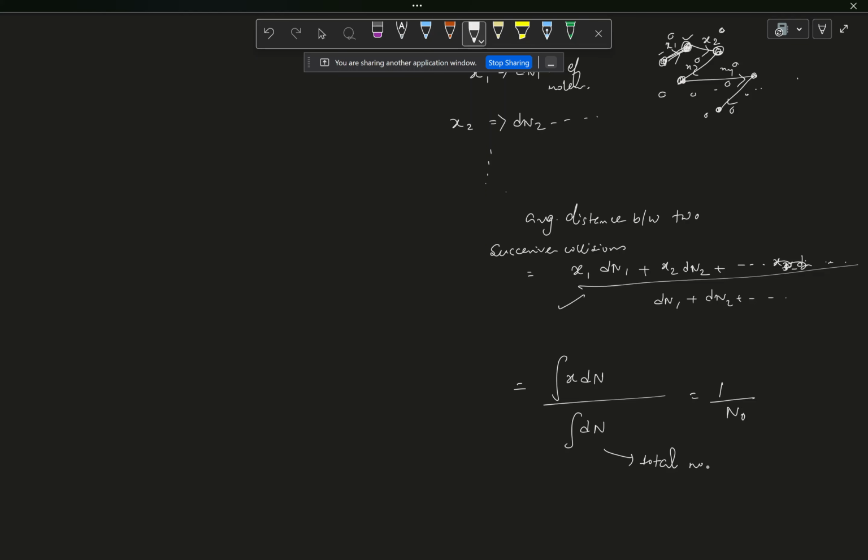So the total number of molecules present at first, then x dn. This is how you calculate your mean free path, lambda.